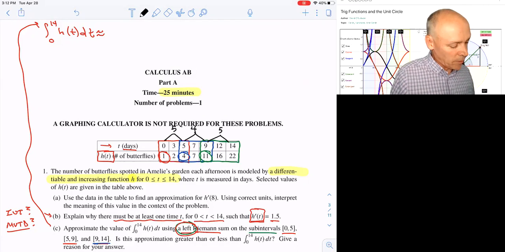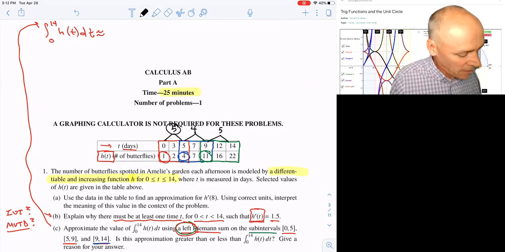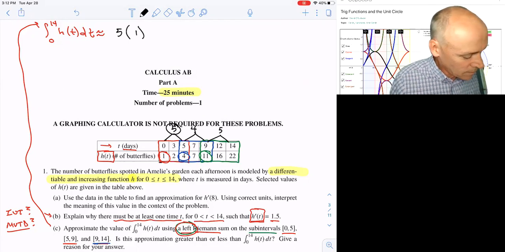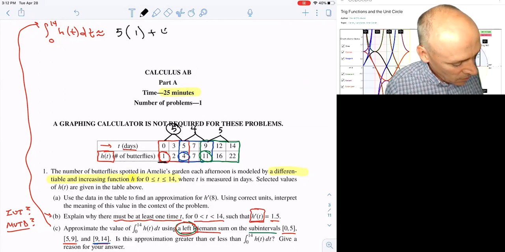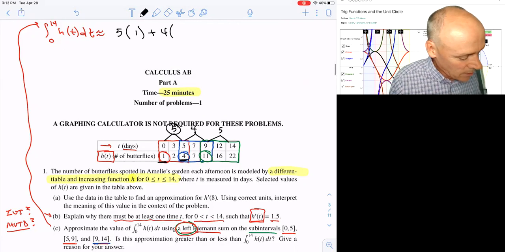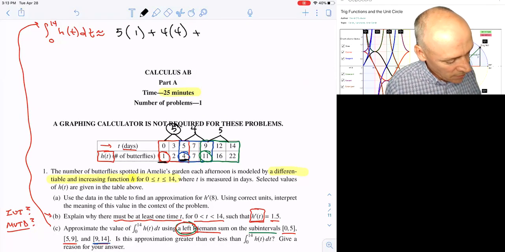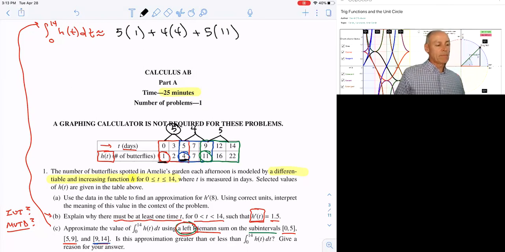Okay, now I'm just going to build my left Riemann sum. So it's going to be 5 times that 1, plus 4 times the 4, the y value of the second interval, plus 5 times 11, which is 1 more than 10. Okay, that is my left Riemann sum.